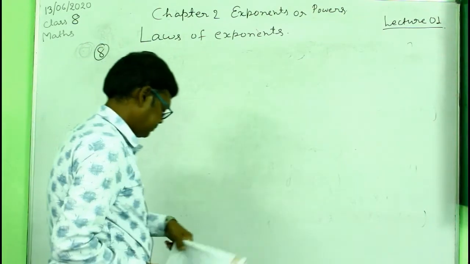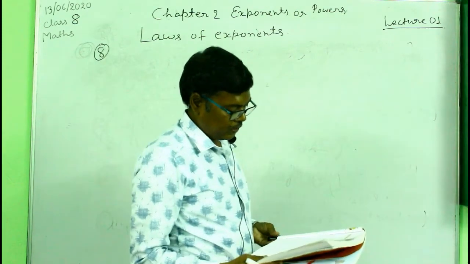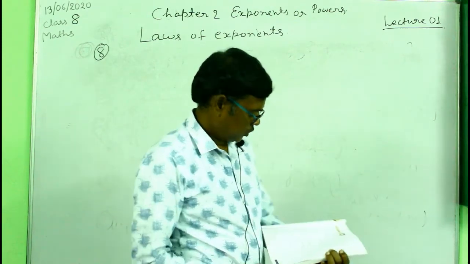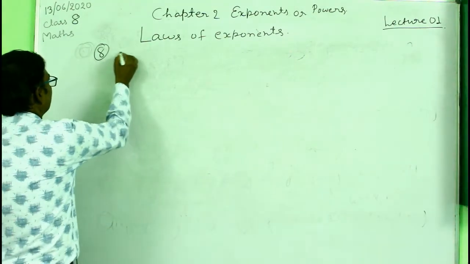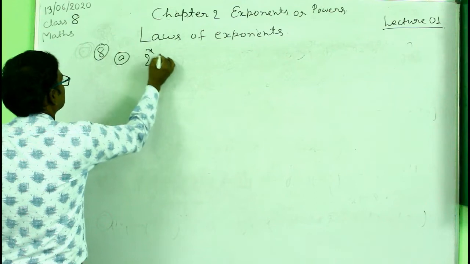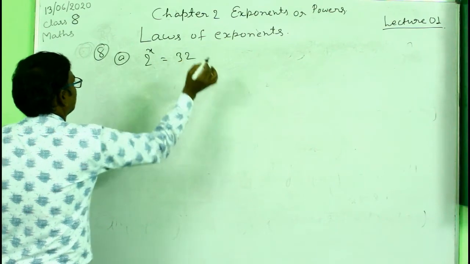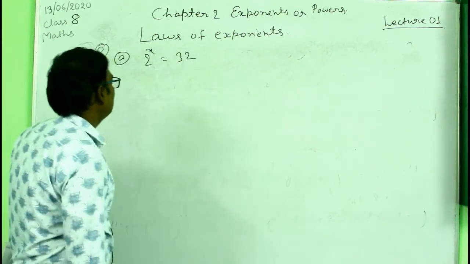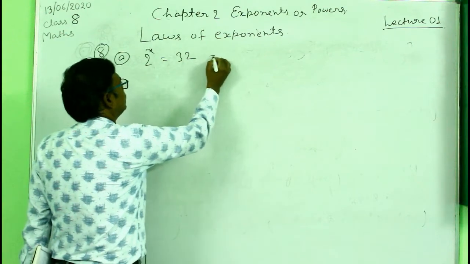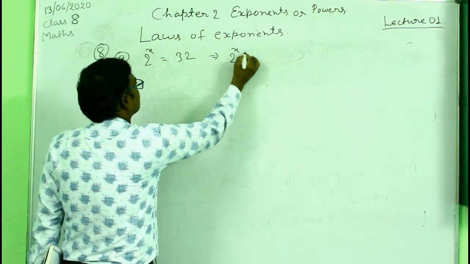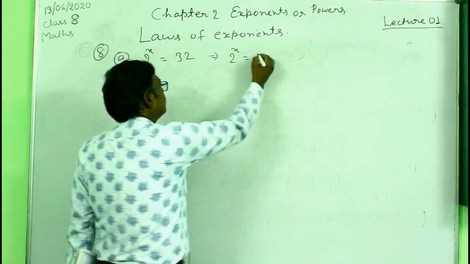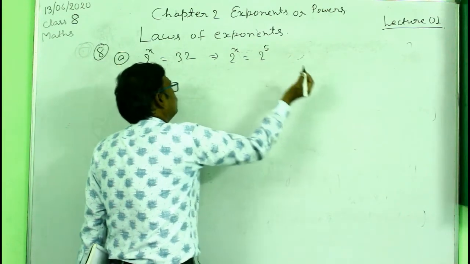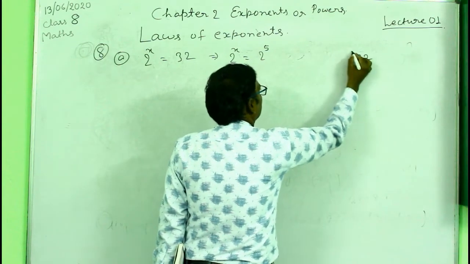Question number 8. So here find the values of x in each of the following. 2 to the power x equal to 32. So in this we have to find the value of x. So what will you do here? 2 to the power x equal to here 32 can be written as 2 to the power 5. How? Then you can just prime factorize this.